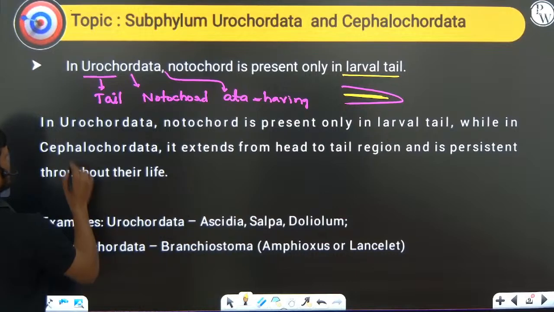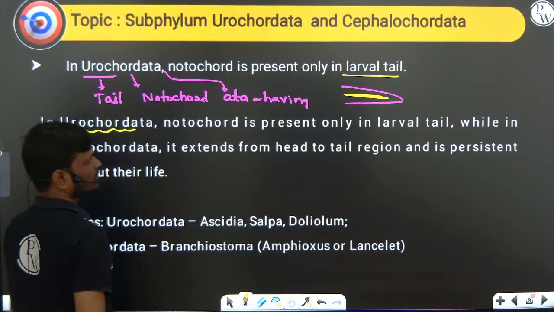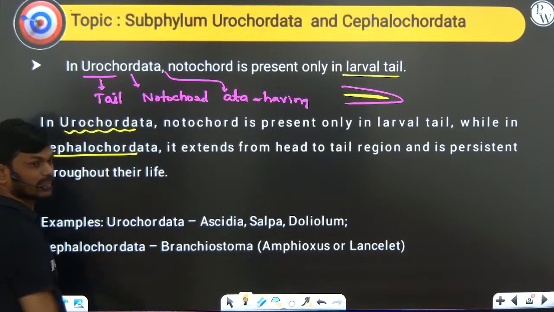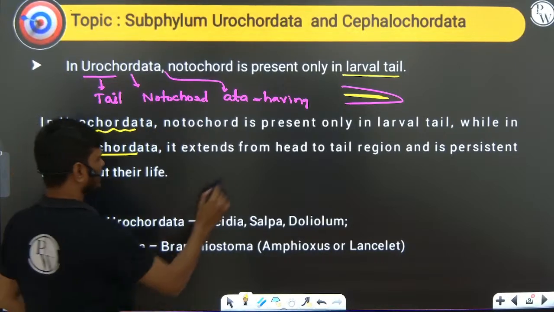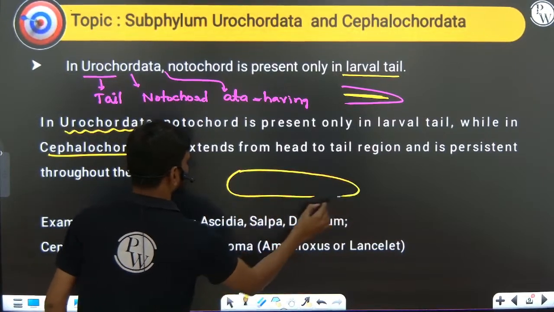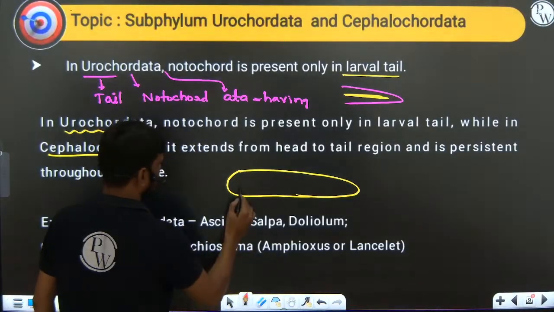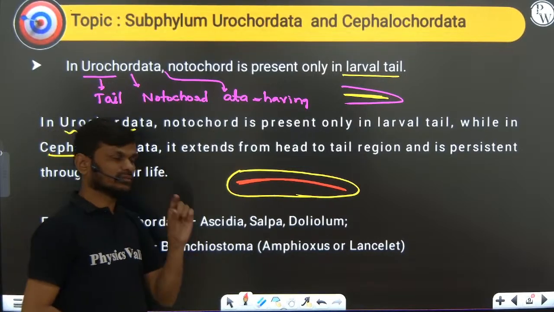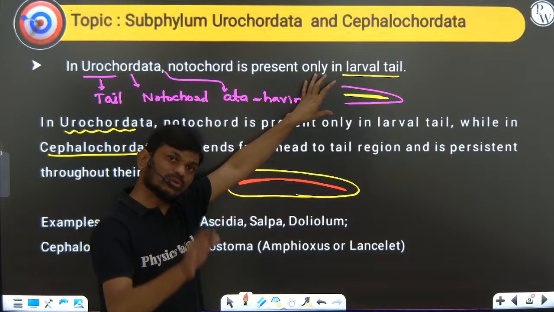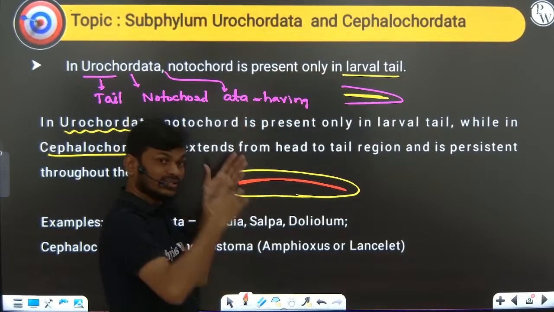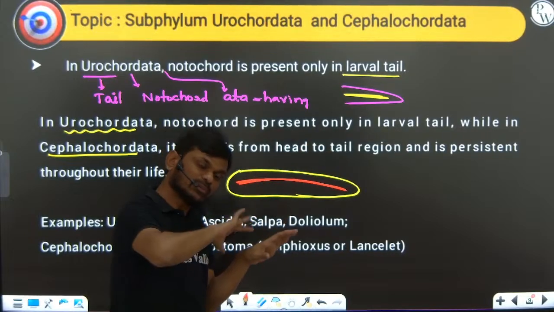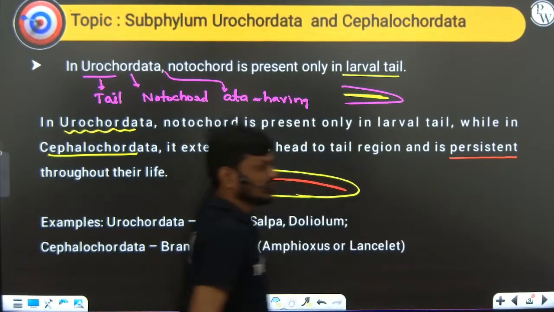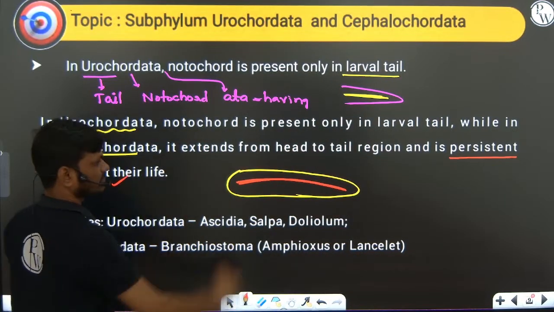Next one. Urochordata: only in the larval tail. But in the case of Cephalochordata, the notochord is extended from head to tail, and it is present throughout life. In Urochordata it is only in the tail region and only in the larval form, but here it extends from head to tail and is persistent throughout life. Very, very important.